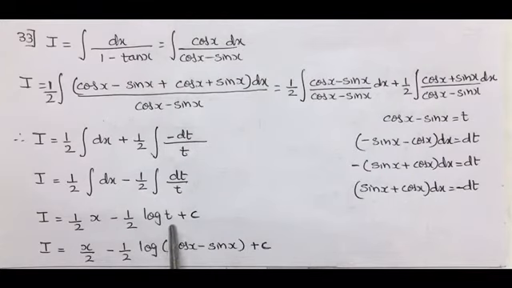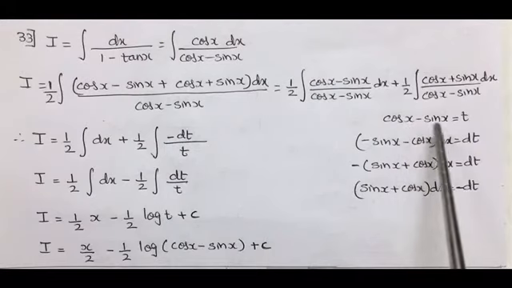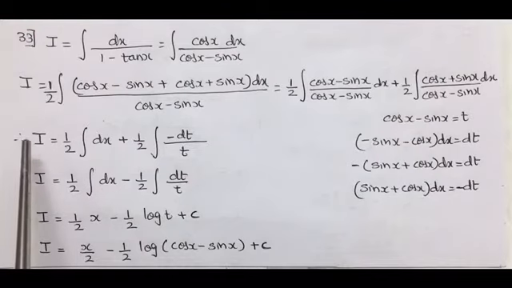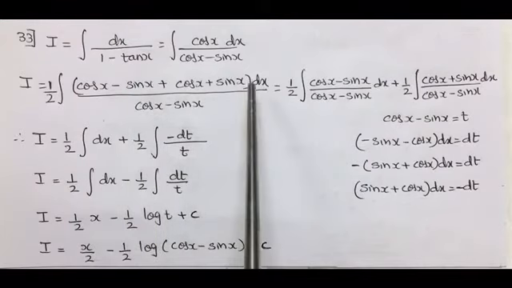Now in the place of t, cos x minus sin x is being substituted. So the whole of this I becomes x by 2 minus half log of cos x minus sin x plus c. So this is the final integration. 33rd one is also similar to 32nd for the adjustment.